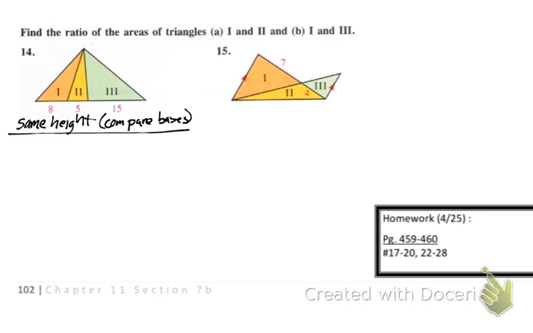Compare bases. So we're supposed to do 1 and 2. So A is comparing 1 to 2. Well, 1 has a base of 8. 2 has a base of 5, and that's it. We're done. B is comparing 1 and 3. Well, 1 is 8. And 3 is 15.